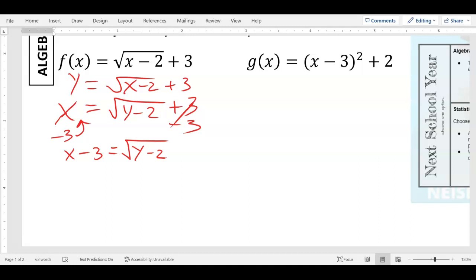When I square the left side, it's the whole left side. So I'm going to use parentheses and square this, and then I'm going to square the right side as well. So now I have x minus 3 in parentheses squared equals y minus 2, now that the square root is gone. And then my last step to get rid of that minus 2, well, what do I do?